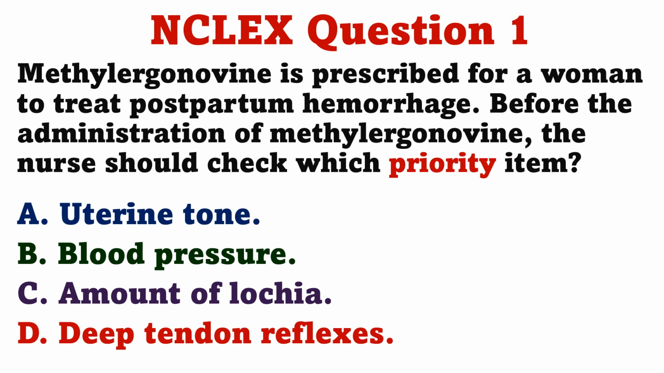Question 1. Methylergonovine is prescribed for a woman to treat postpartum hemorrhage. Before the administration of methylergonovine, the nurse should check which priority item. A. Uterine tone. B. Blood pressure. C. Amount of lochia. D. Deep tendon reflexes.